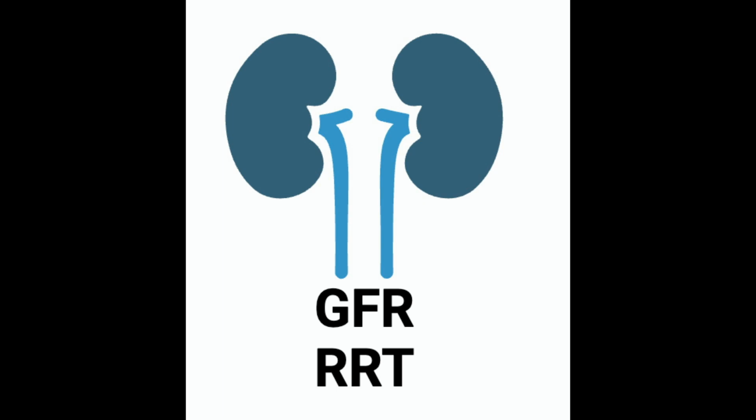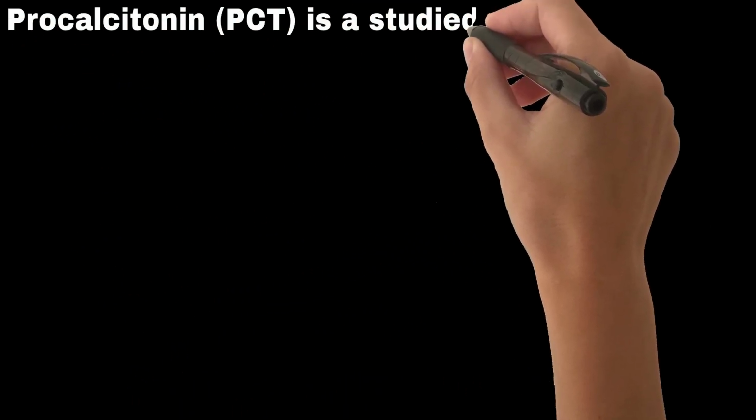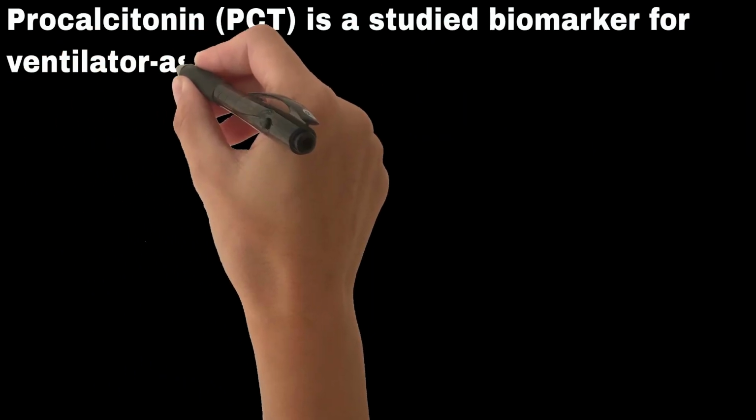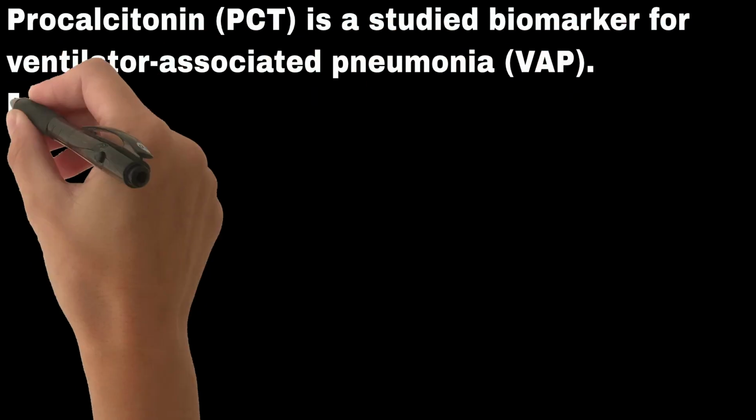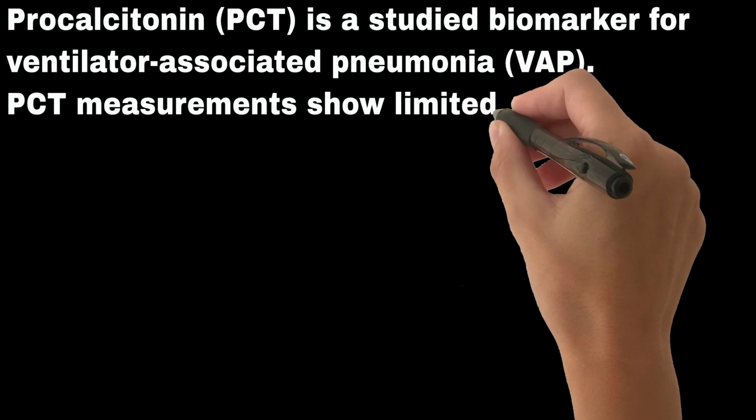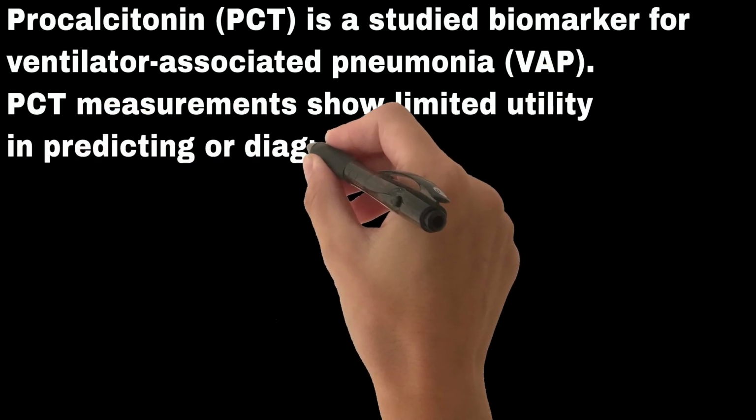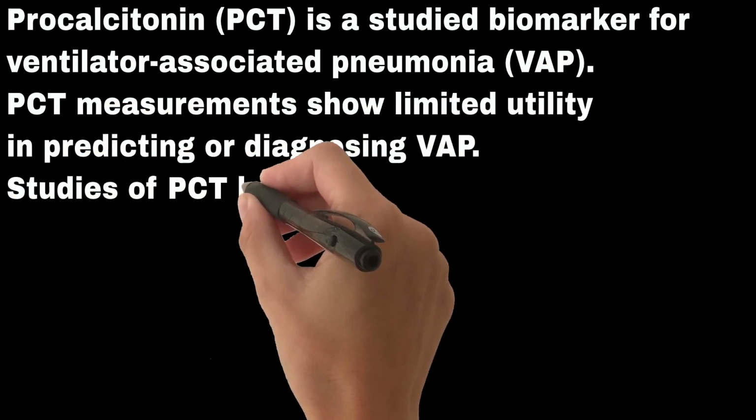PCT levels are influenced by glomerular filtration rate and renal replacement therapy. Use in prediction of sepsis. Procalcitonin, or PCT, is a studied biomarker for ventilator-associated pneumonia, VAP. PCT measurements show limited utility in predicting or diagnosing VAP.